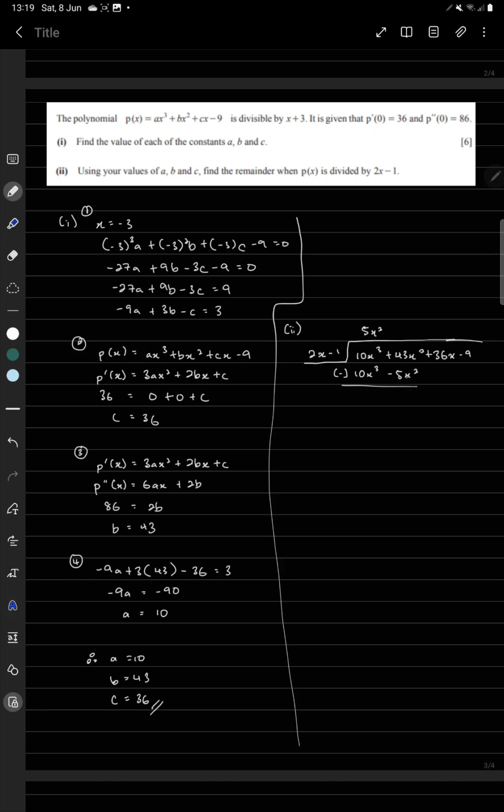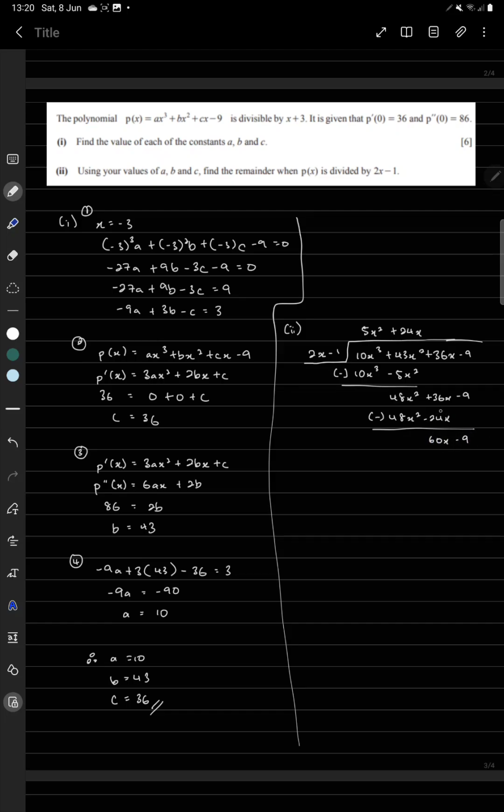We have 43x squared minus negative 5x squared. That's going to give you 48x squared. Okay, now let's bring the rest down. Now 48x squared divided by 2x is going to give you positive 24x. So we're going to get 48x squared here, and minus 24x times negative 1 is going to be negative 24x. So we have 36x minus negative 24x. So they're going to be added with each other. It's going to give you 60x. Now let's bring down 9.